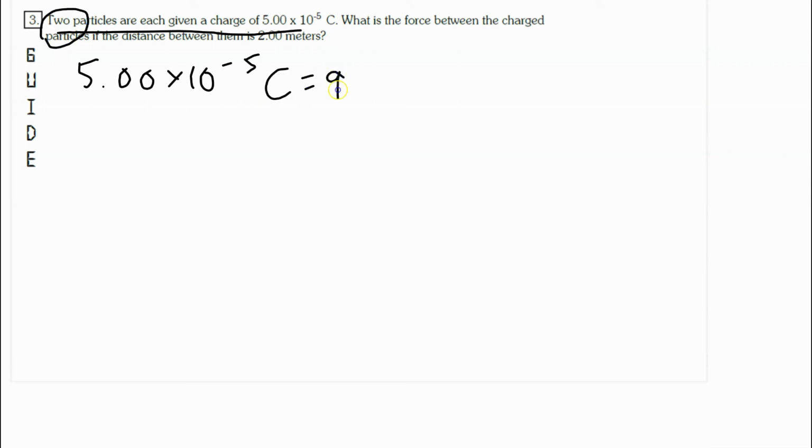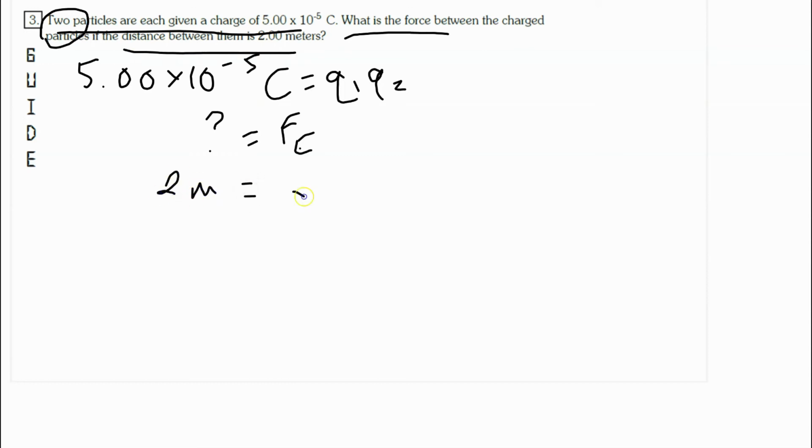So this will be Q1. It will also be Q2. All right, what is the force? That's what we're being asked. What is the force between the charged particles if the distance between them is 2 meters? All right, so 2 meters is our distance.